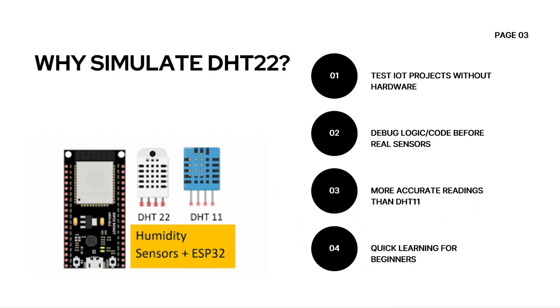Moving on, we have an explanation as to why we need to simulate the DHT22. This is useful because you can test IoT projects without buying the hardware. It is also more accurate than the DHT11 and it helps beginners to learn faster. This is the DHT11, which is the previous version, and this is the DHT22.